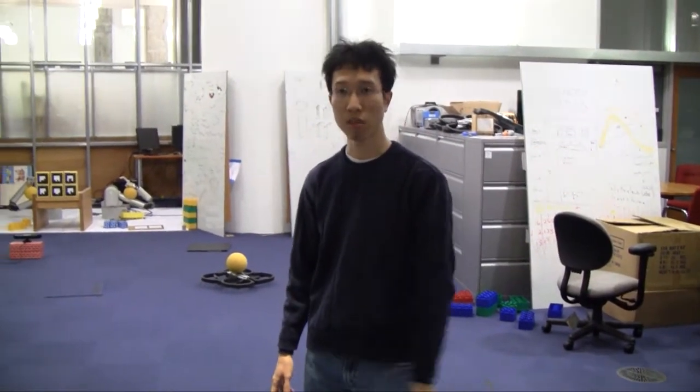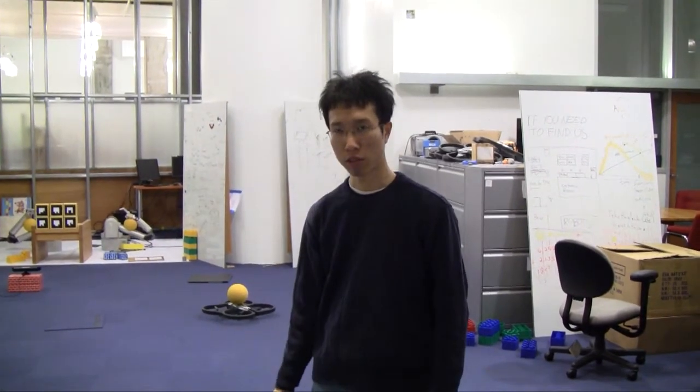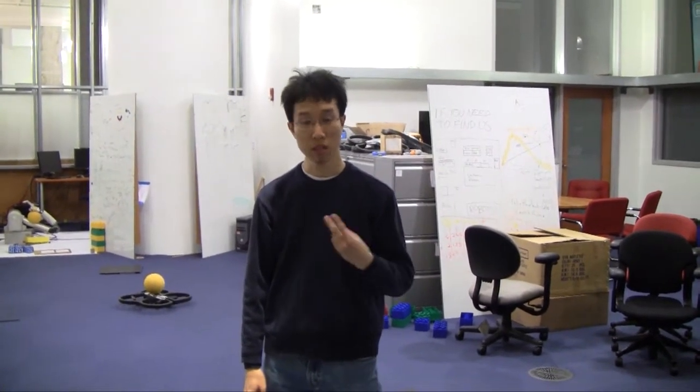And in the two examples that follow, first I can take off and land the quad rotor by raising and lowering my right arm. And at the same time, once it's in the air, I can control the quad rotor by waving my left hand around. We have two examples to show you.